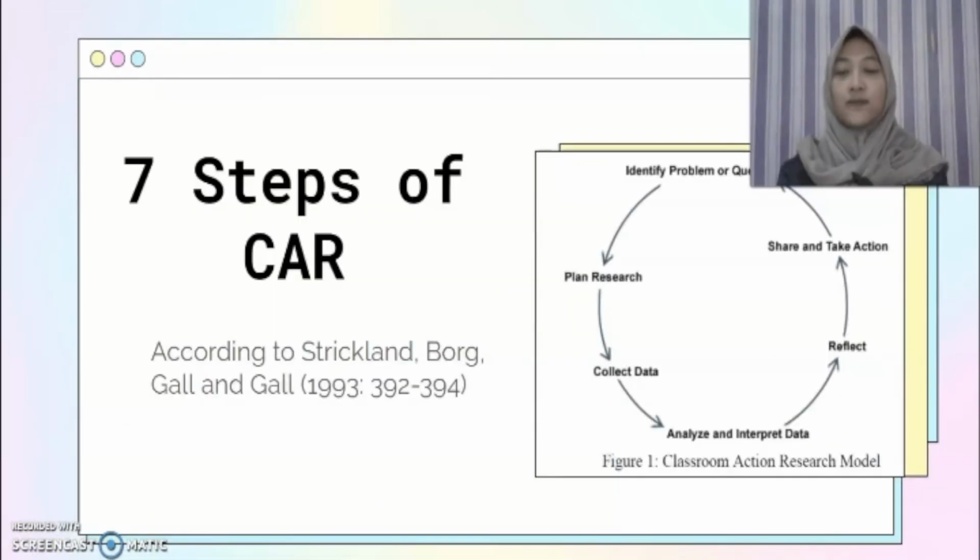Other researchers developed classroom action research theory and established 7 steps of classroom action research. There is no significant difference from the previous one, but it's more detailed. According to Strickland, Borg, Gall, and Gall in 1993, there are 7 steps of classroom action research.